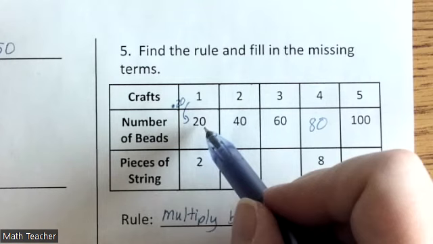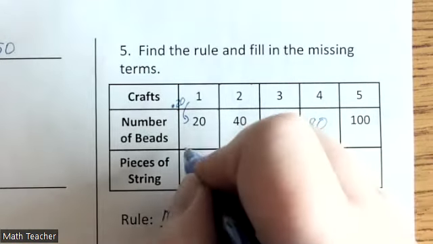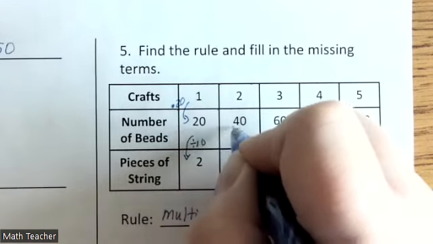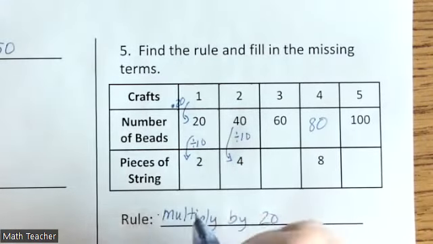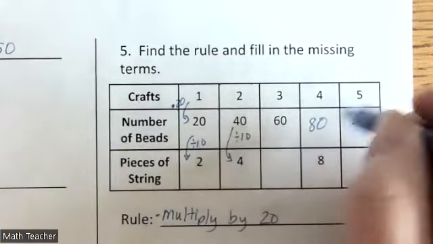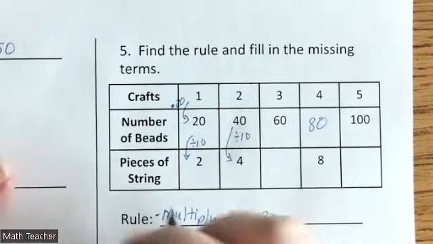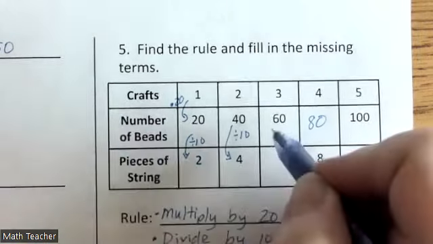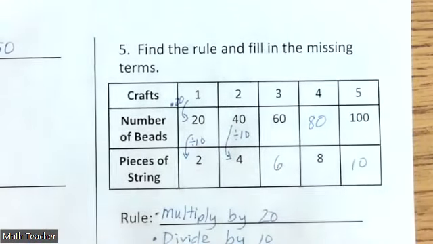Going from 20 to 2, we divide by 10. From 40 to 4, we divide by 10. So this rule is divide by 10, divide by 10. Okay, so multiply by 20 to get from the crafts to the number of beads, and then divide by 10 to get to the pieces of string. So 60 divided by 10 will give us 6. 100 divided by 10 will give us 10.